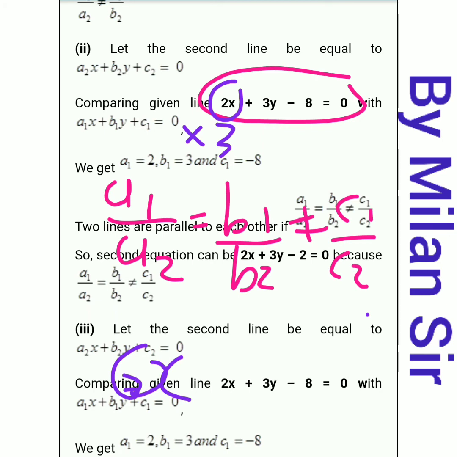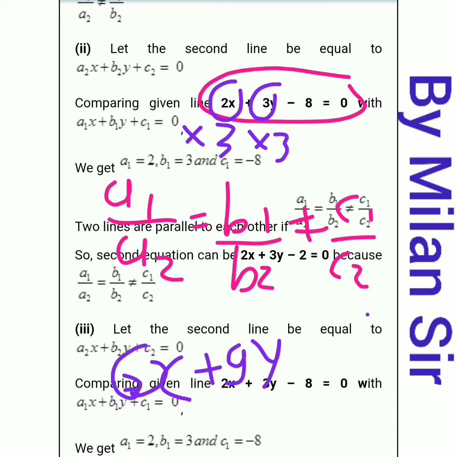Right now I want A1 upon A2 is equal to B1 upon B2. So with the same number I need to multiply 3y. So I multiply 2x with 3, and I also need to multiply 3y with 3 so that I get the same ratio. So here 3 times 3 is 9y, and the plus sign is there, so I write the same sign: plus 9y.